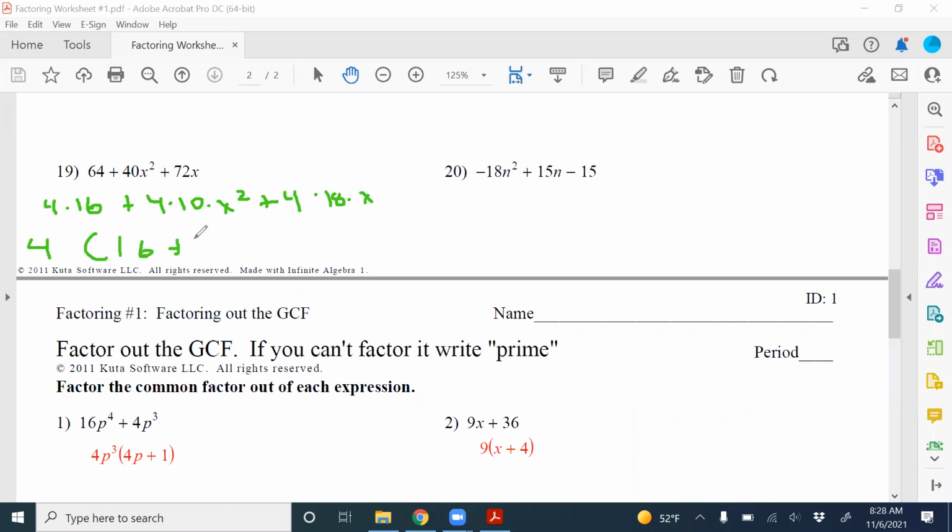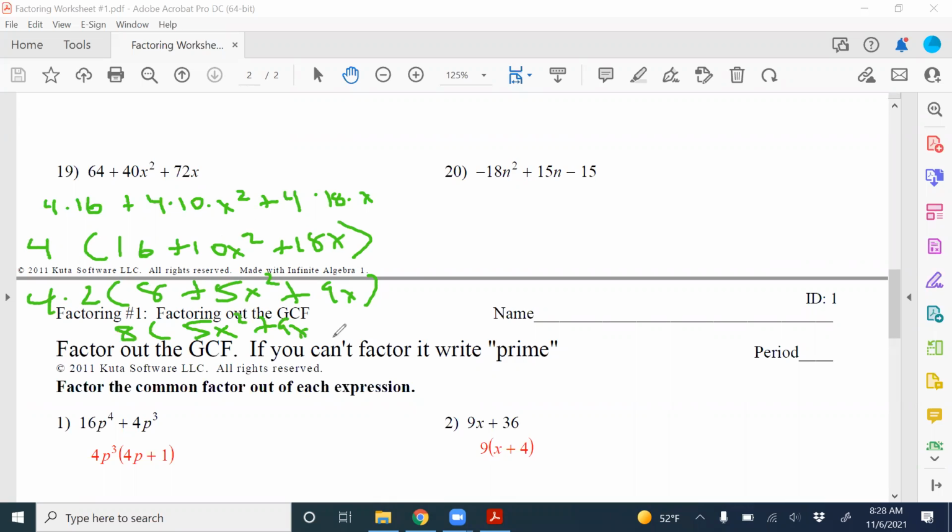So 16 plus 10x squared plus 18x. I also notice that all these are divisible by 2 still. So I can pull out a 2, so it becomes 8 plus 5x squared plus 9x. And it looks like that's as far as I can go. So it's 8 on the outside. And usually I'll try to write these in descending order of powers, 5x squared plus 9x plus 8. So I pulled 8 out.